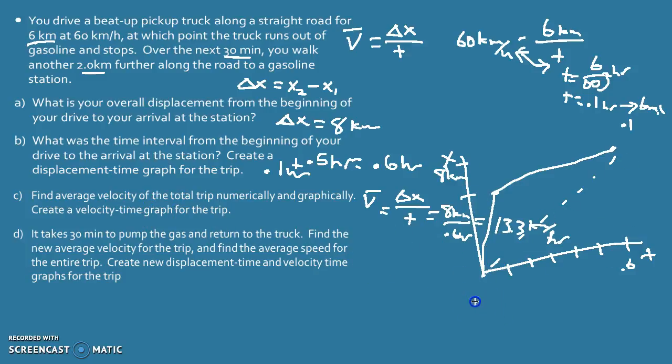Then create a velocity time graph. So velocity versus time. For the first 0.1 hours, it was traveling 60 kilometers per hour. And then from 0.1 to 0.6, we're going at the slower speed, covering 2 kilometers in 30 minutes. So 2 over 0.5 gives us 4 kilometers per hour.